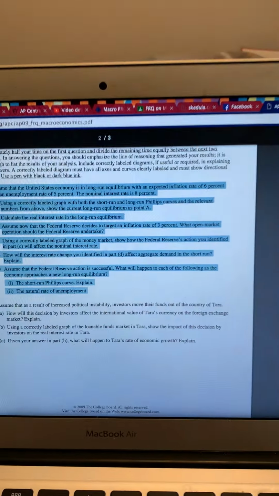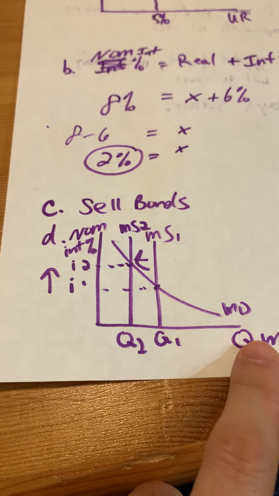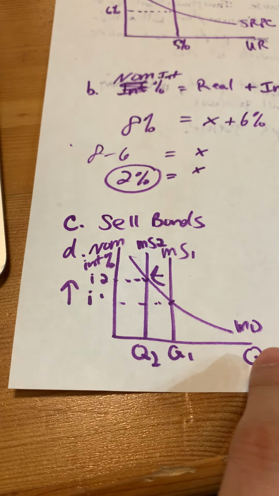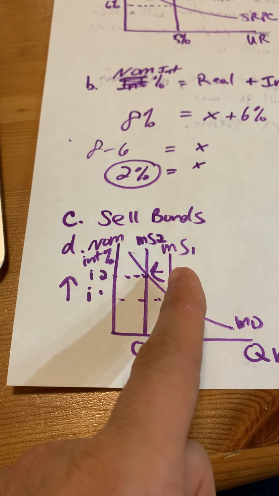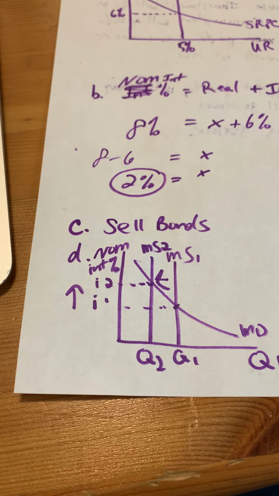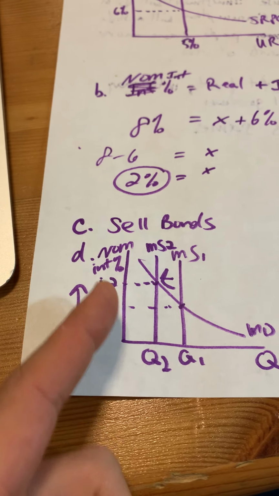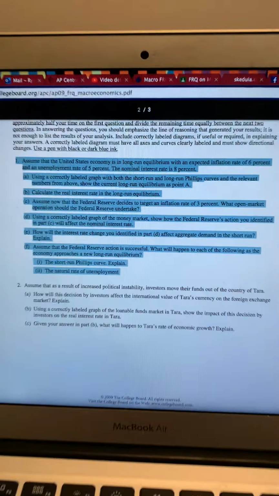D asks you to draw that and show the effect on the nominal interest rate. Draw the money market. So I drew a money market. Quantity of money, nominal interest, vertical money supply, money demand's downward sloping. MS is contracting, they're selling bonds. So they're giving banks a piece of paper. The banks are then giving them money. They're burning the money, so money supply shifts to the left. Interest rate I show goes up, Q1 to Q2. Done.